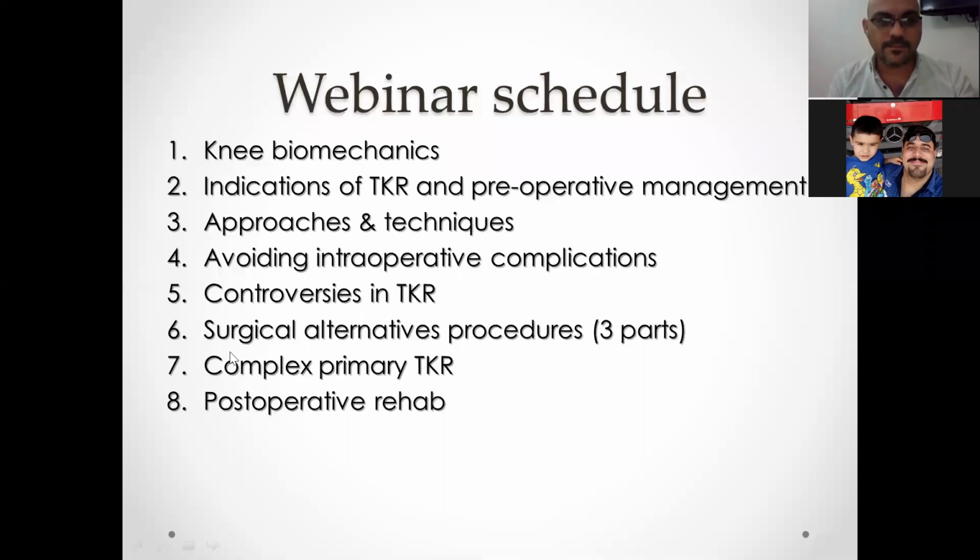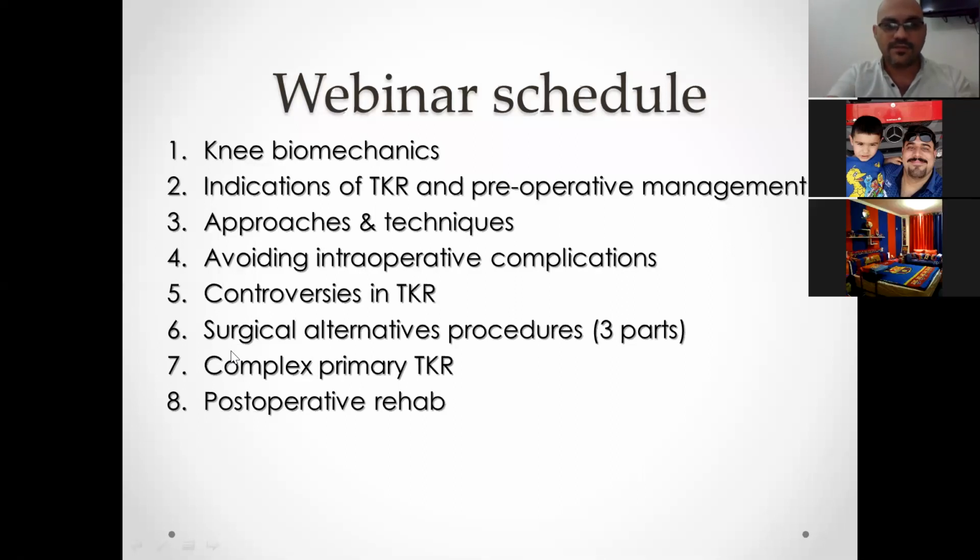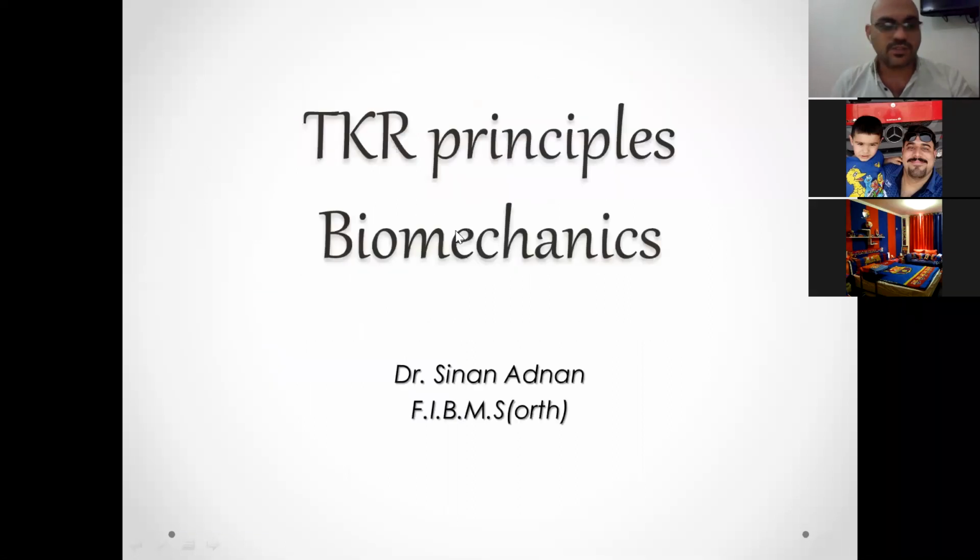And if you do these surgical alternatives, or if you have a very high varus or valgus knee, what is called a complex primary total knee arthroplasty, we will discuss it in the 7th, and then post-operative rehabilitation is the 8th. So you are very welcome here, and if you have any questions, you can write them down in the chat, and we will answer these questions.